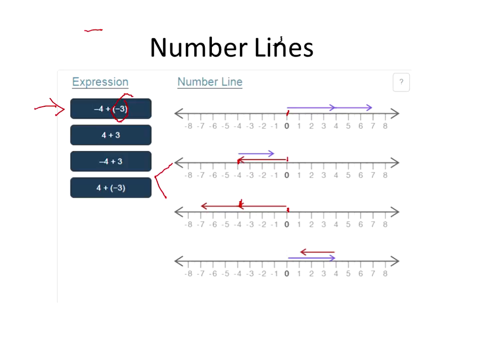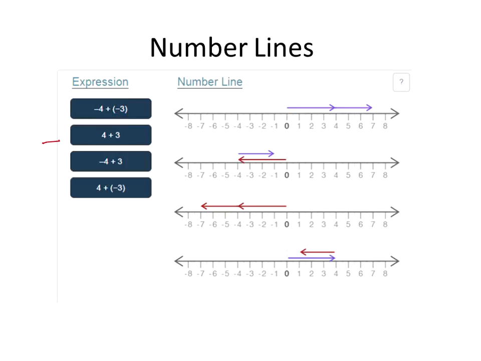Anytime we have a negative or a minus, we're going to go to the left of the number line. If we have a plus or nothing, that just automatically means it is a plus sign, then we're going to go to the right on the number line. So the next thing says plus -3. So this one right here, we're going to go back 3. 1, 2, 3. So this first expression will go with this third line right here. Let me clear that off and I'll do the next one.